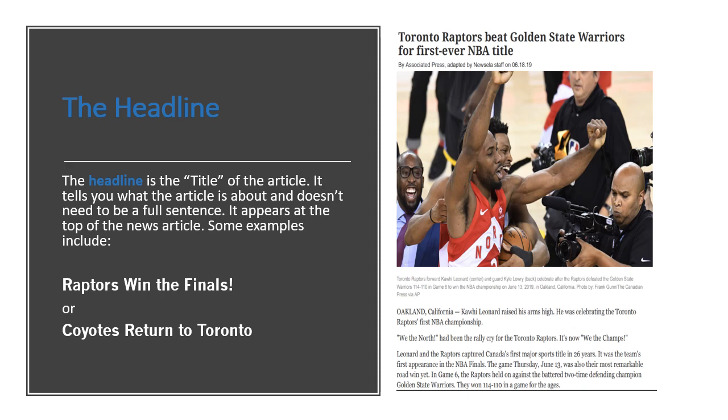So let's look at the article to the right and see if we can identify the headline of this article. If you said that Toronto Raptors beat Golden State Warriors for first ever NBA title was the headline, you were correct. So that is the headline. And again, it's basically the title of the article, and it doesn't even need to be a full sentence, right? So that big bold text at the top, that's always going to be your headline.